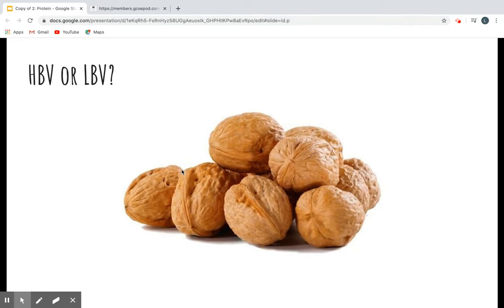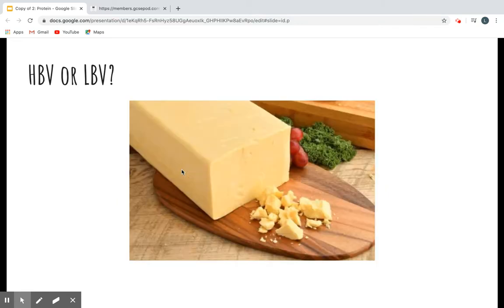essential amino acids. We then have got some cheese. So is cheese high biological value or low biological value? Well, it is high biological value. Cheese is an animal source. Cheese comes from an animal, okay? Well, the milk of an animal, okay? So it's high biological value. It contains all of the essential amino acids.